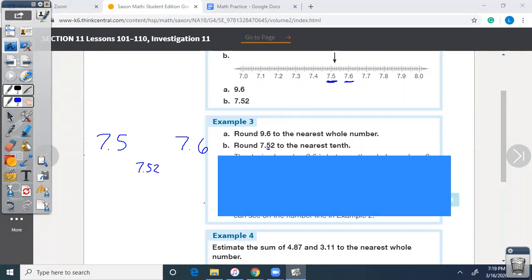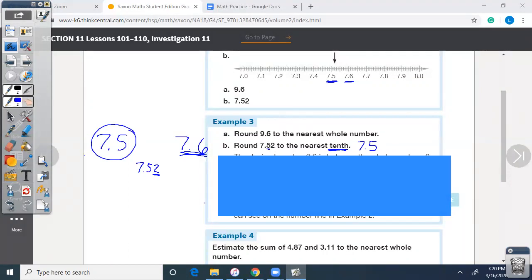Okay, so we've got 7 and 5/10, 7 and 6/10, and then in the middle somewhere we've got 7 and 52/100. Which one is it closer to? You're going to look at the 2. The 2 is smaller than 5, so it's not closer to 7.6. We're not rounding up. It's closer to 7.5, which we say 7 and 5/10. So round to the nearest tenth, 7 and 5/10. That's what we're talking about here, okay? I know I said 7.5 a lot. I know I said 7.6 a lot. I was just showing you where to put the decimal.